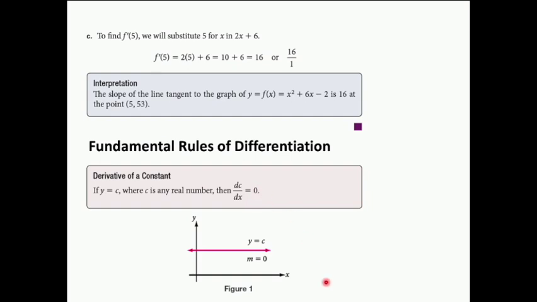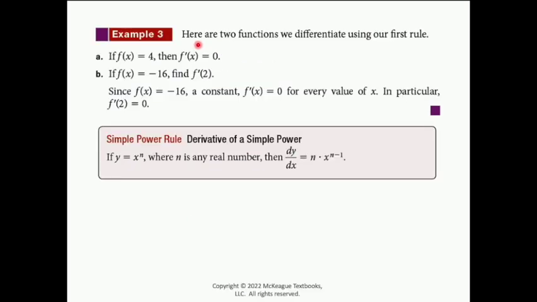And when you think about it, it makes sense because if we have a horizontal line and we look at any point on that function, the instantaneous rate of change is going to be 0 because the slope on that line is 0. There's no tilt. So no matter what point I pick on that constant function, the slope is 0. So here's an example on how we can use it.